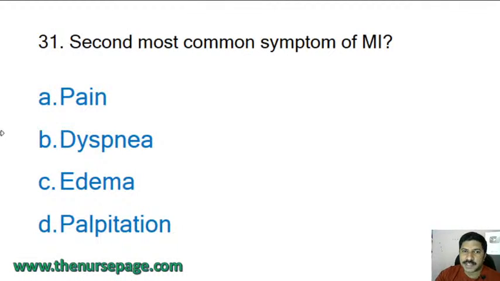Next question. Second most common symptom of myocardial infarction. You need to read the question twice, then only you can answer. Options: pain, dyspnea, edema, palpitation. Read the question carefully.